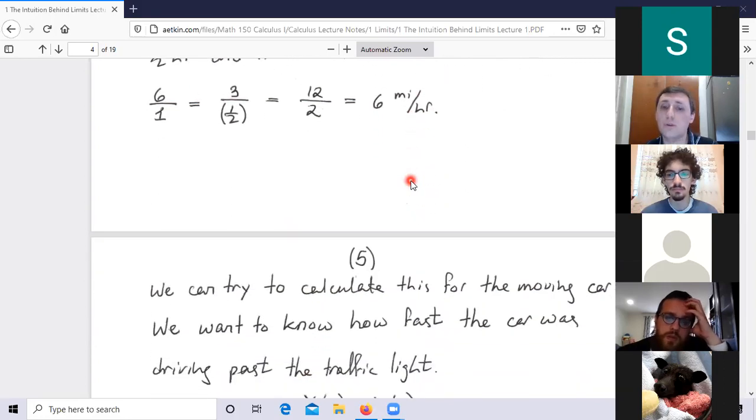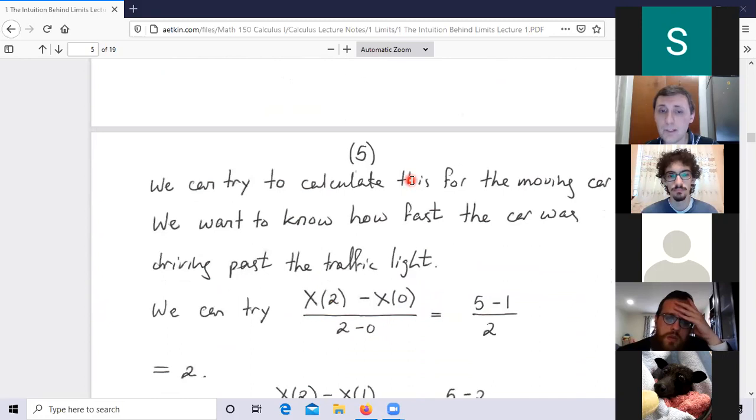And how would you try to calculate it, guys? One suggestion was already given to us, right? I can take change of position divided by change in time. Somebody said it. I don't remember who, but somebody already said that. So I can evaluate the function at 2. In other words, that's the position of the car when it is at the traffic light minus the position of the car at the beginning, divided by the difference in time.